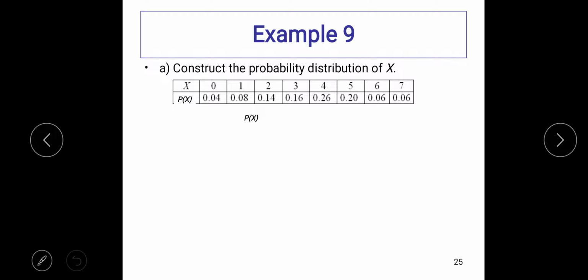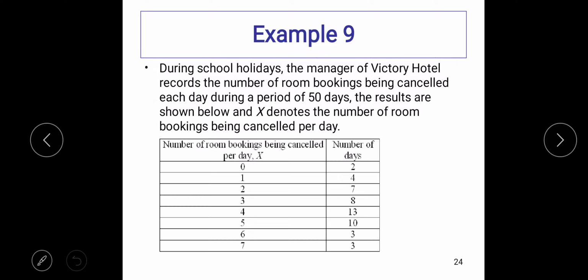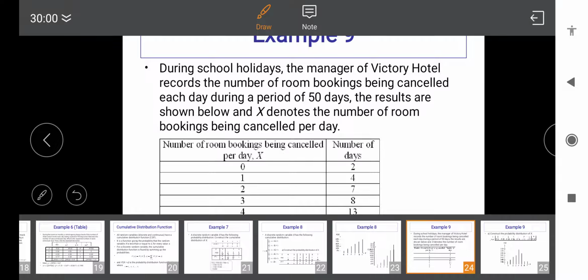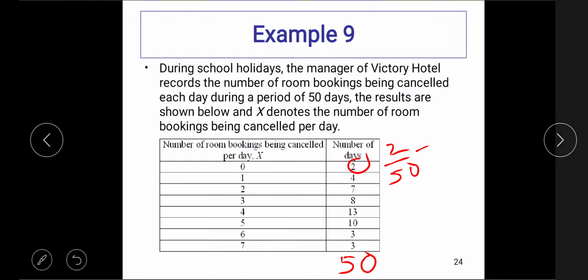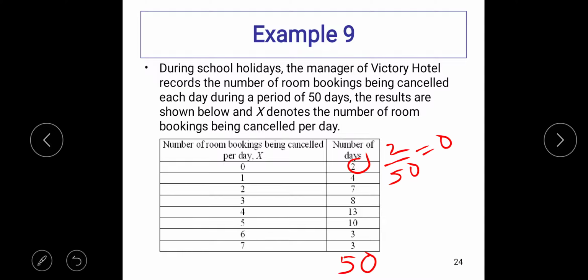And how you want to get that 0.04 is you take the total. Alright, the total is 50. So if you take 2 over 50, you get 0.04.